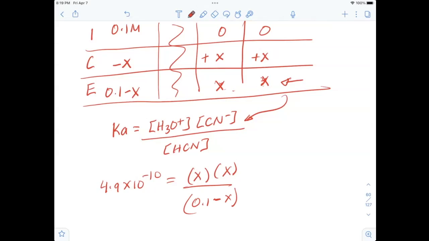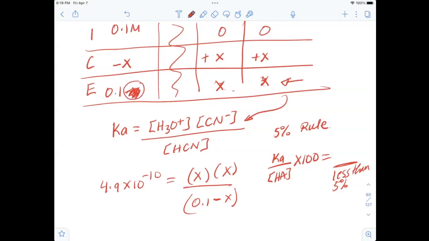If we don't do anything with this equation here, we're going to find ourselves with a quadratic equation, and we don't want to have that. So to make our lives easier, we're going to use the 5% rule. The 5% rule essentially says that if you take your Ka and divide by the initial concentration of your acid and multiply this by 100, as long as you get a number that's less than 5%, you can go ahead and approximate that minus x to 0.